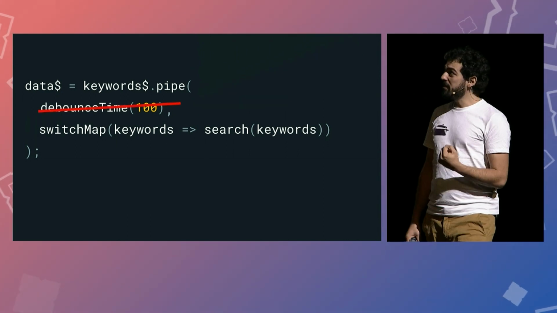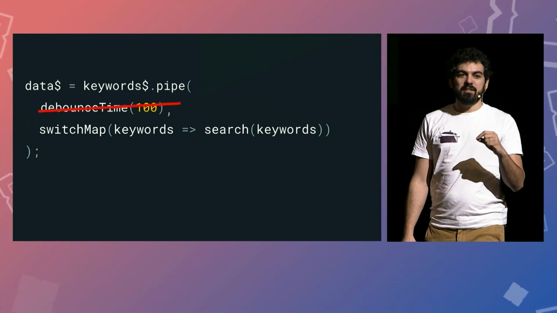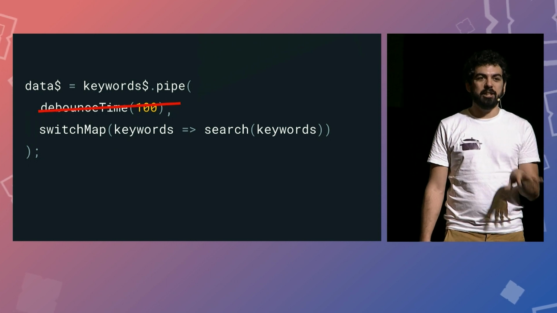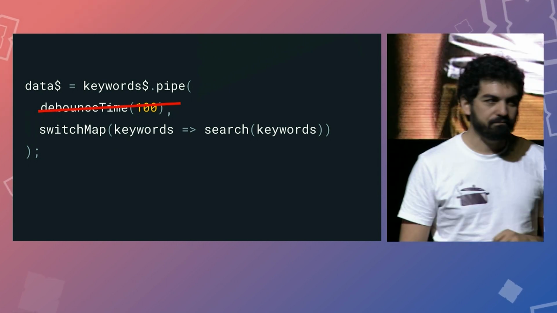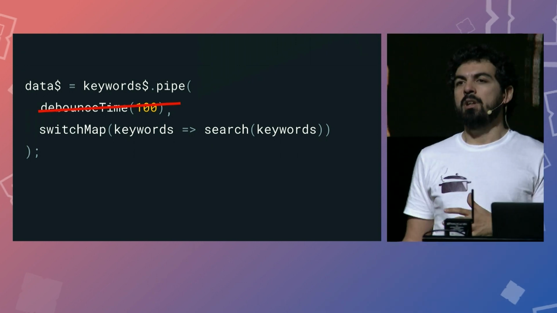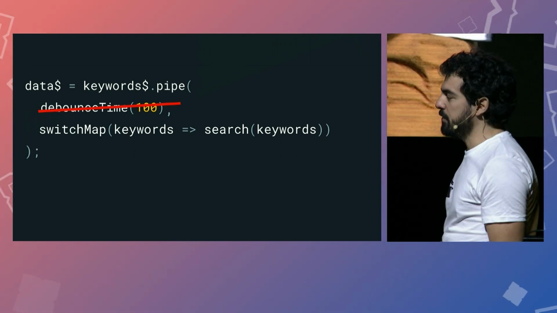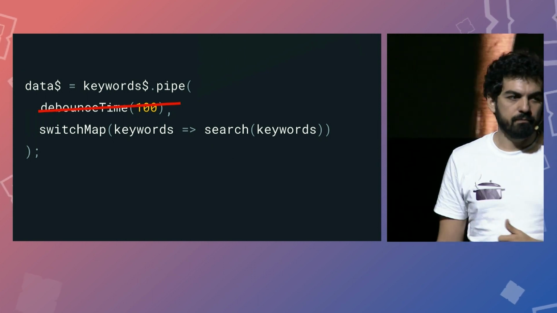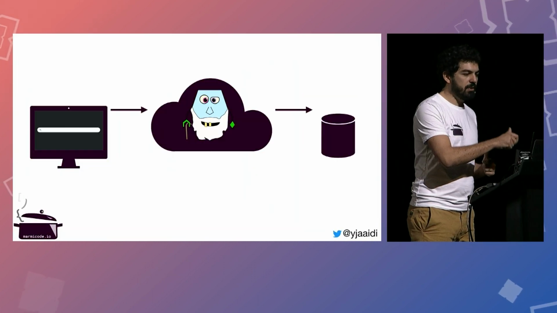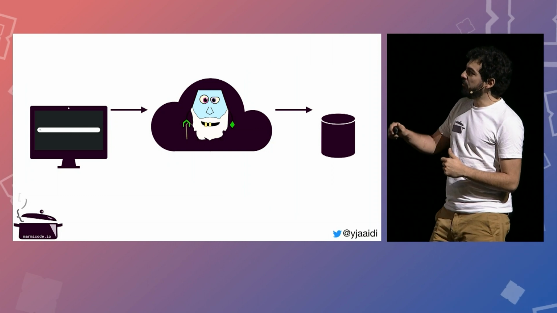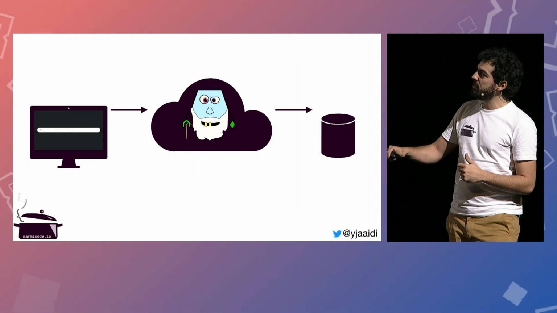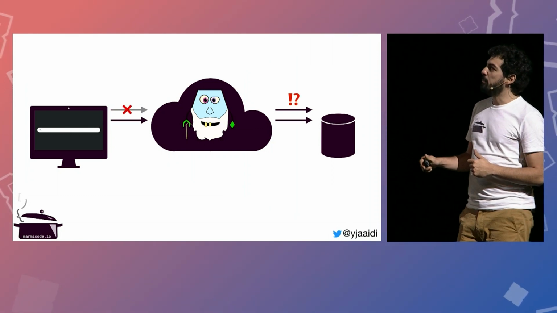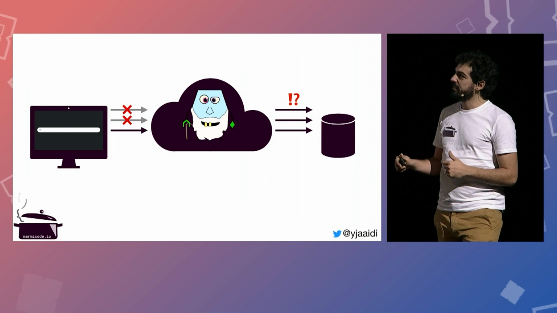If I get rid of this, it means I'm going to send a request to the API for every keyword the user is writing. Every time we have new keywords, we're going to cancel the previous request and send a new one. So how does that work? Every time the user is sending new keywords, we're going to cancel the previous request, as you can see here.